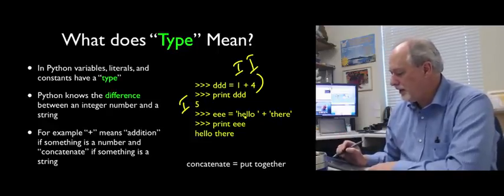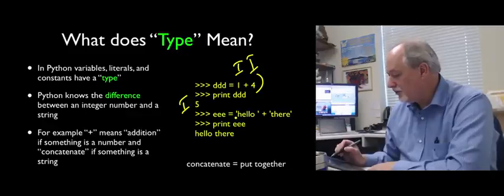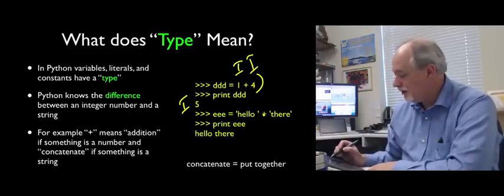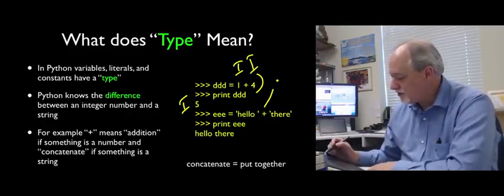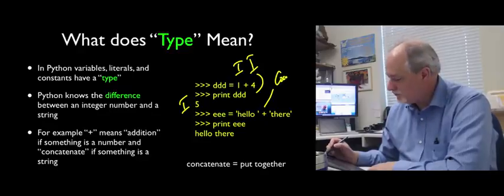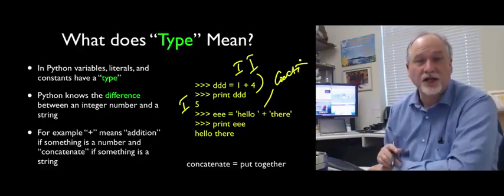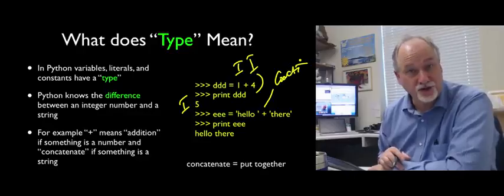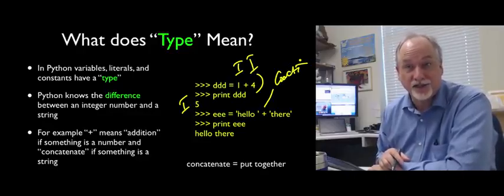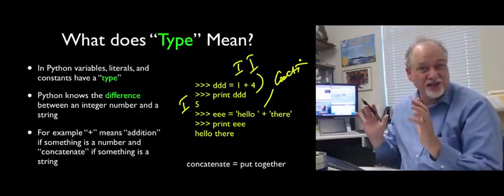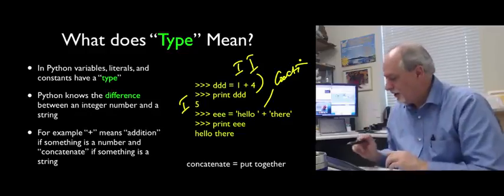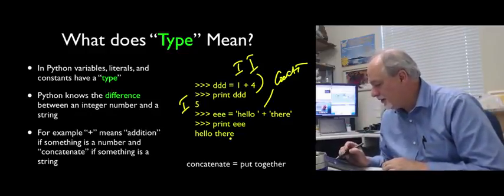Okay? And then ee equals hello plus there. Well, these are two strings, hello and there. And it says, this must be a concatenation. All right, so I'm going to concatenate those together because those are strings, and I know how to concatenate strings, and that's kind of like string addition, right? And so we see hello there as a result.